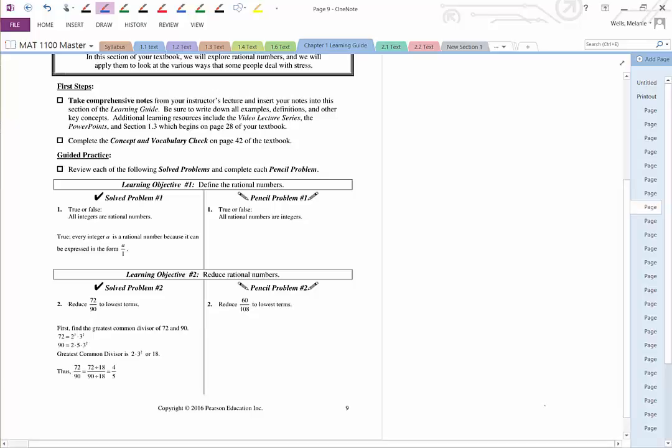So the number 5 I could write as 5 over 1, which means that that's a rational number. If I have the number 7/3, I would consider that a rational number. However, notice that 7/3 is not an integer. So that gives you at least a counterexample to prove that false. We do have some rational numbers that are integers, but not all.